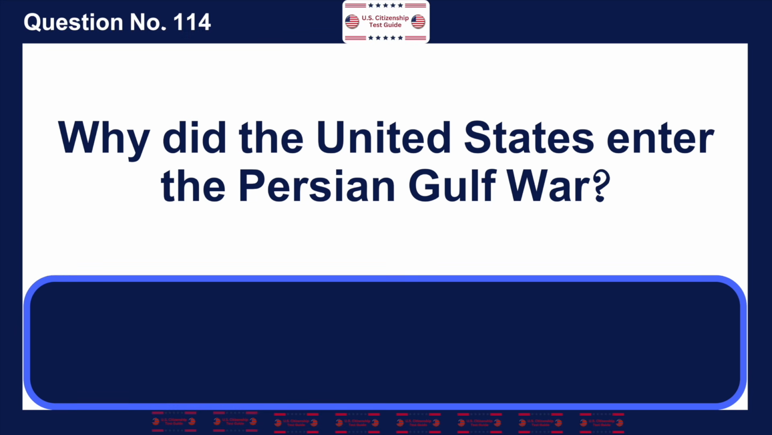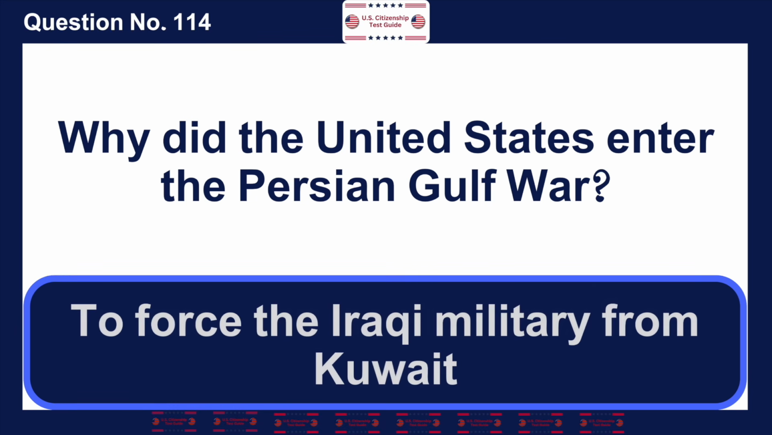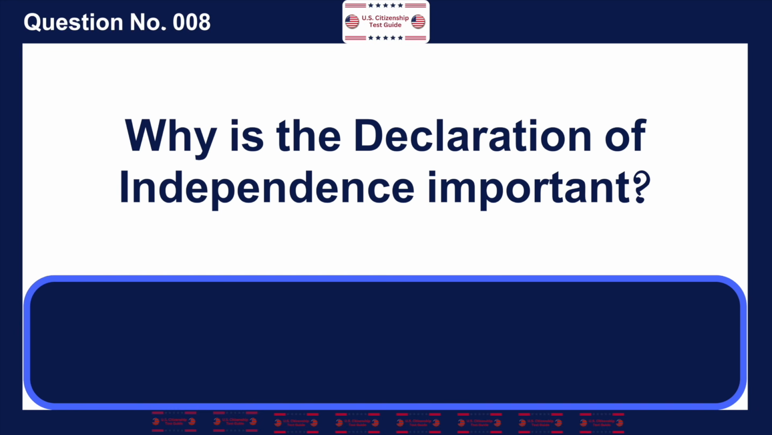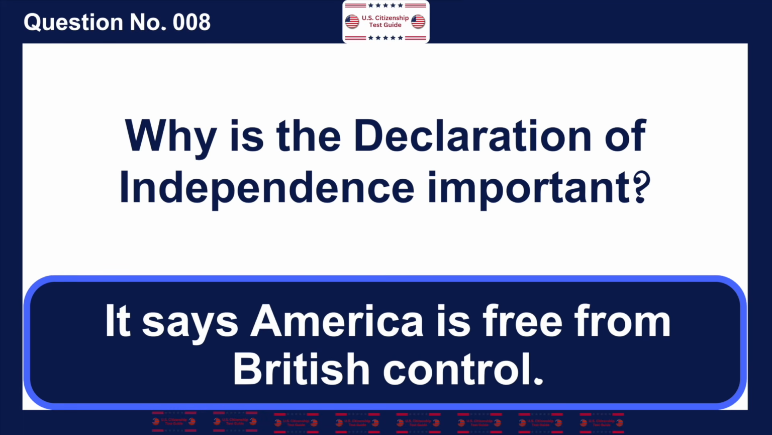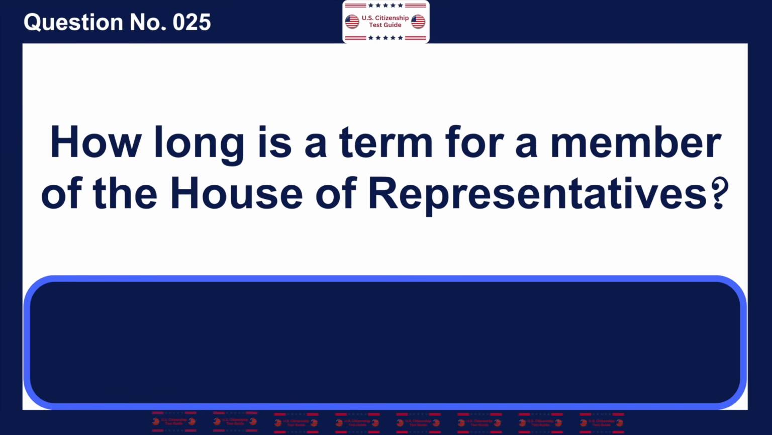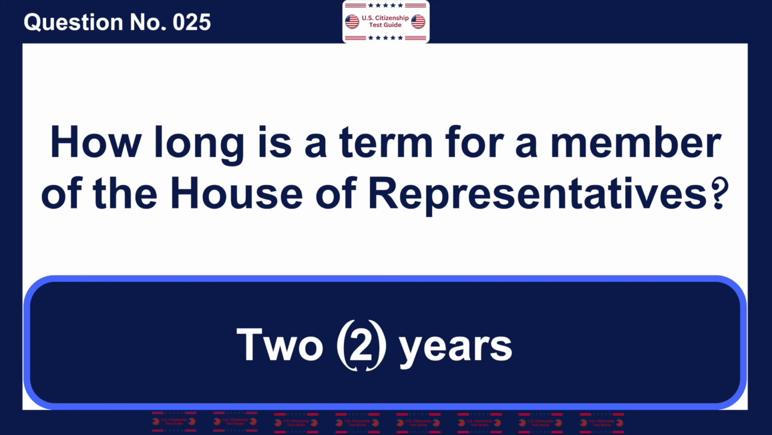Why did the United States enter the Persian Gulf War? To force the Iraqi military from Kuwait. Why is the Declaration of Independence important? It says America is free from British control. How long is a term for a member of the House of Representatives? 2 years.